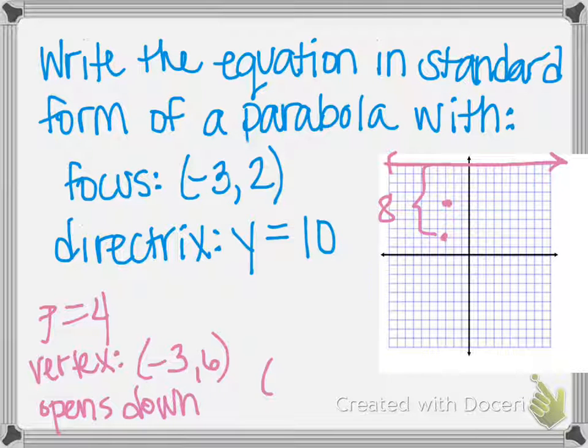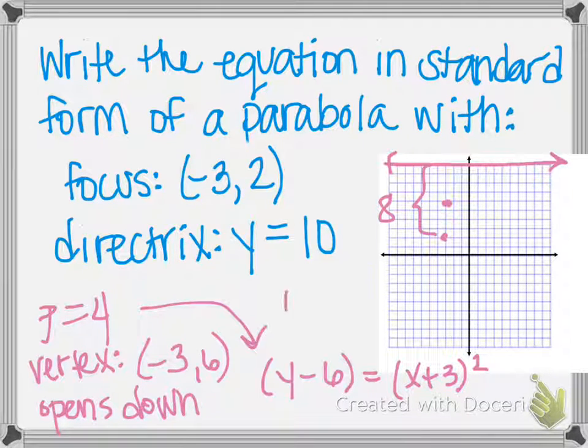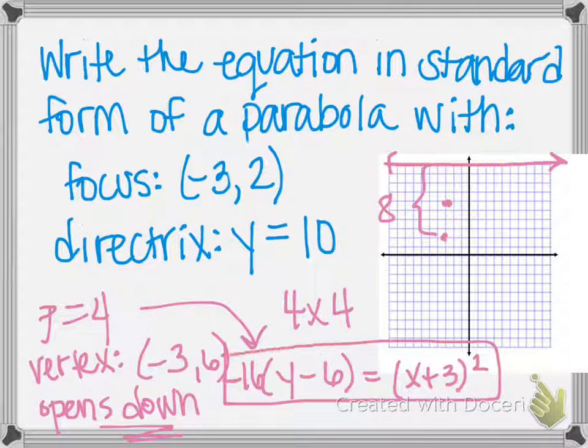So since I have a +6 as my y, this is going to be y minus 6. I have a -3 as my x, so when I put it into the equation, it's x plus 3, and that's always squared. Finally, to get the number that sits in front, I want to take my p-value and multiply it by 4. And since I'm opening down, I need to tack on that negative sign. So this is my final answer. And again, you can see that using the grid to sort of map everything out really is helpful in coming up with everything that you need.